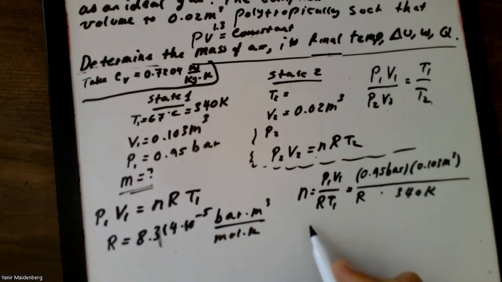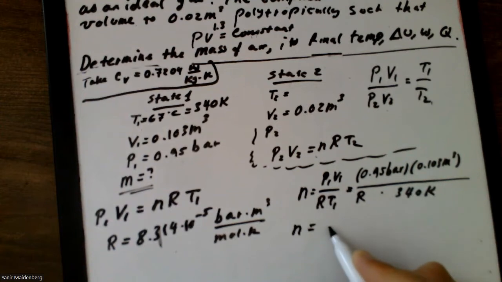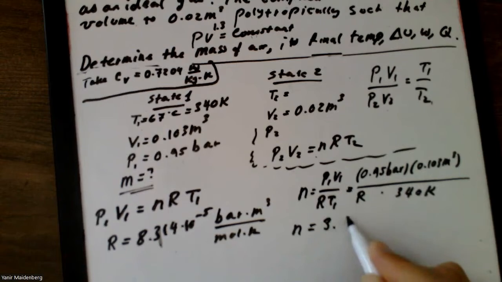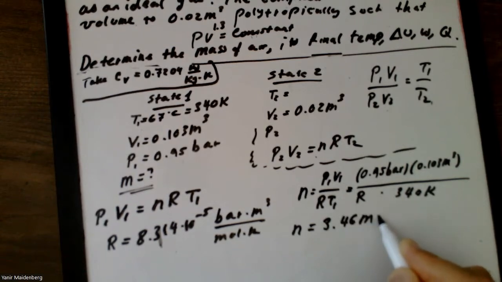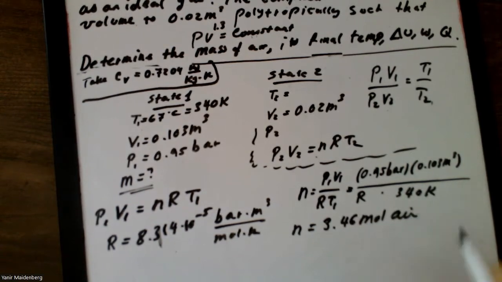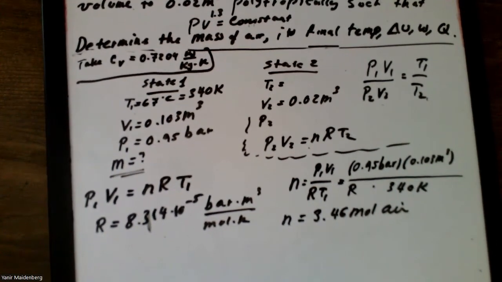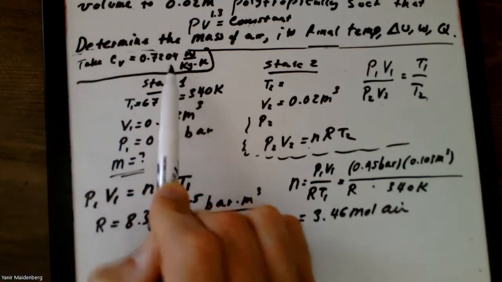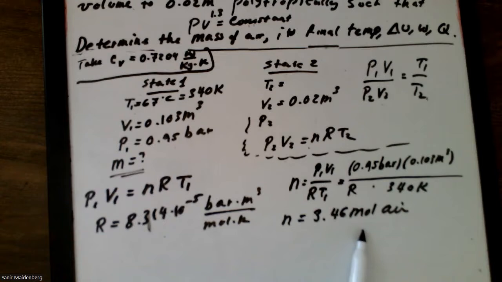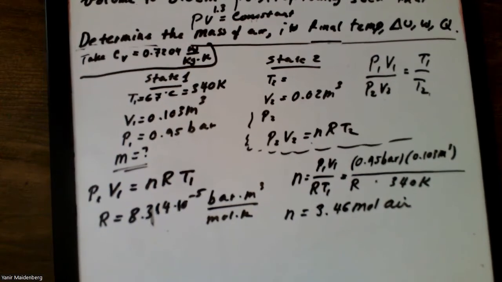And so when I get this, I find that n from this calculation is 3.46 moles of air. Again, I don't want moles. That's not what I'm being asked for, and it's going to be unhelpful for a lot of things because we're given things like, for example, the CV here in terms of kilograms. So we want to convert this to kilograms or to grams. So I'm going to put grams, and then later we can play with it with kilograms.